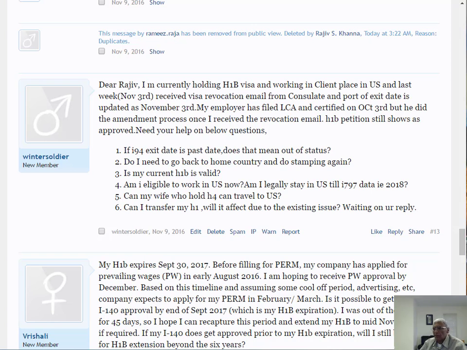Is there any reason with the LCA and the amendment process? Because the LCA was certified on October 3rd, they should still notify you. The consulate doesn't get involved with LCAs. They should still notify you via US mail, not via email.